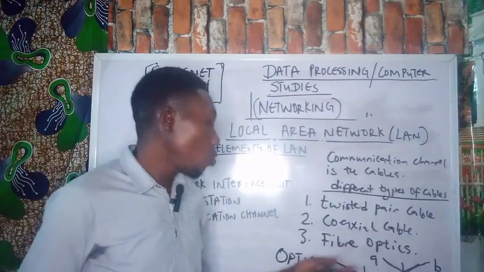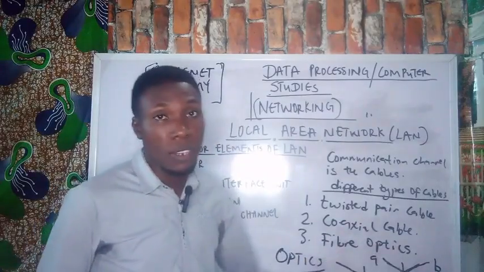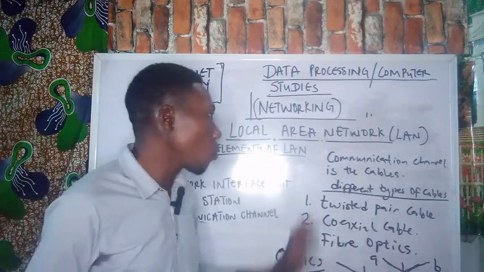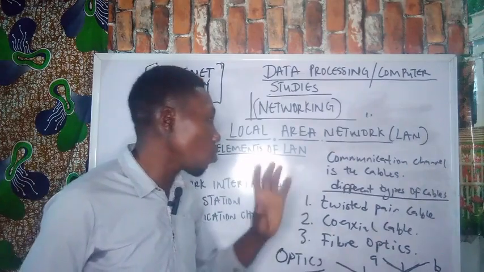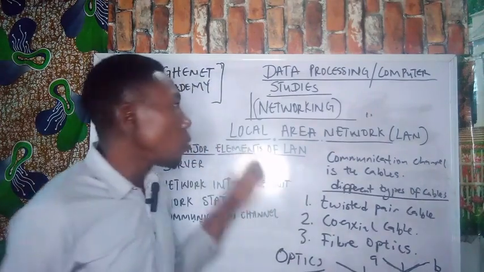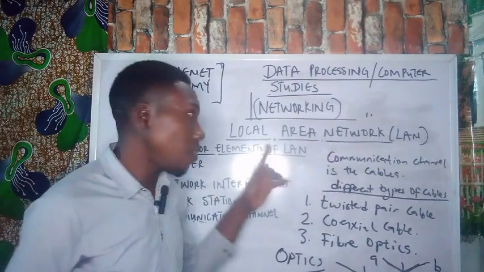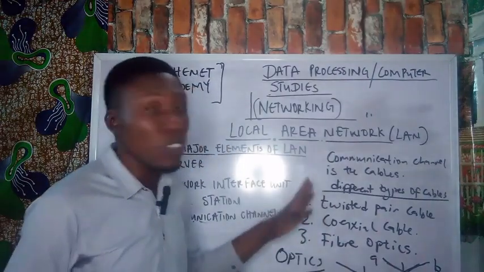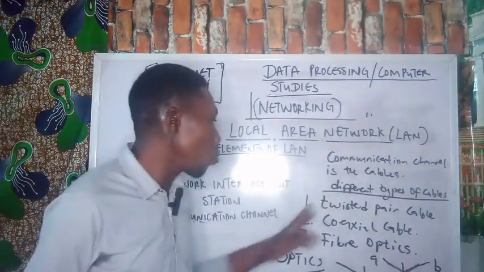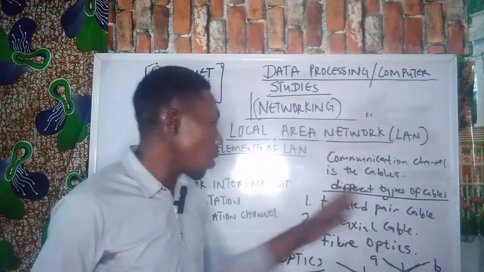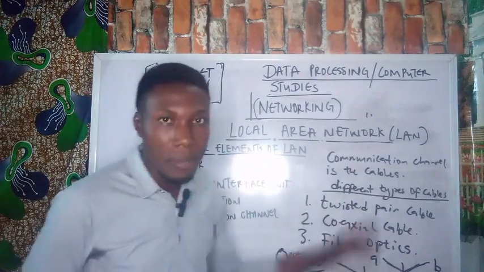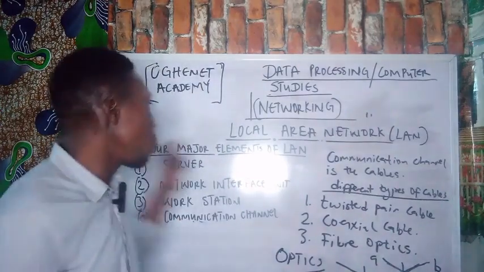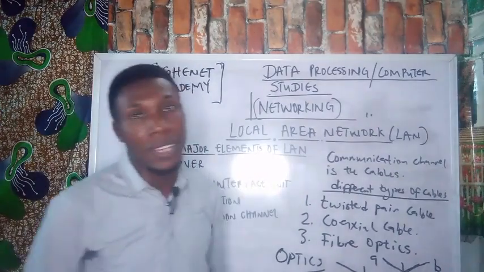I advise you to go and look up total internal reflection, because we are not going to be dwelling on the principle. Our major concern is the communication channel in the local area network. And I said that the communication channel in the local area network is nothing but the what? The cables, which are the twisted pair cable, the coaxial cable, and the fiber optics cable. So we have come to the end of this series on the four major elements of the local area network.